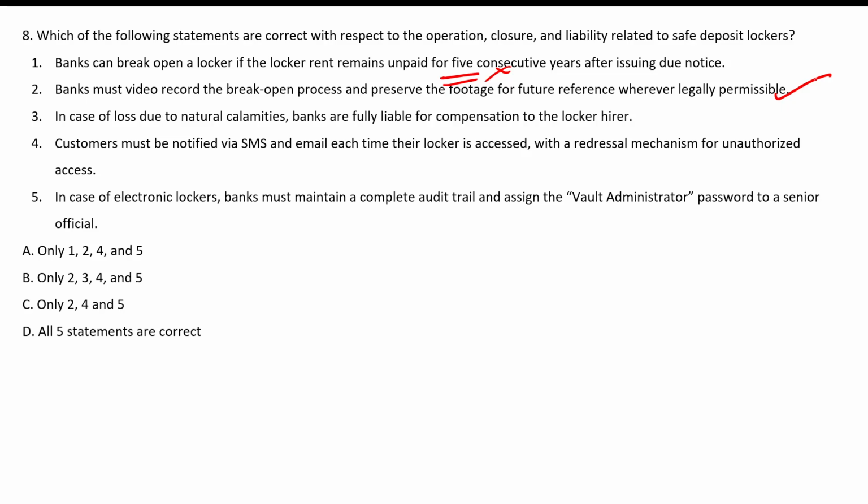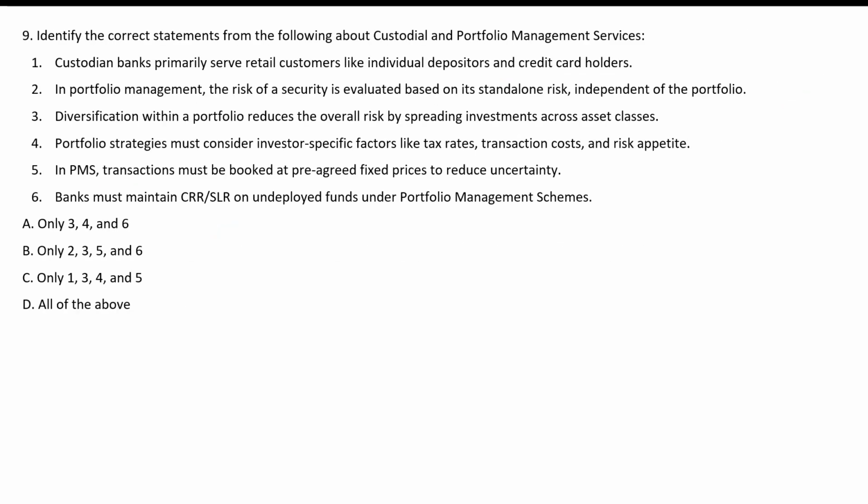In case of loss due to natural calamities, banks are fully liable. No, in case of natural calamities, banks are not liable. So this statement is not correct. Customers must be notified via SMS and email each time their locker is accessed, with a redressal mechanism for unauthorized access. So this statement is actually correct. In case of electronic lockers, banks must maintain a complete audit trail and assign the vault administrator password to a senior official. So this statement is correct. So 2, 4 and 5 are correct, making option C the correct answer for this question.